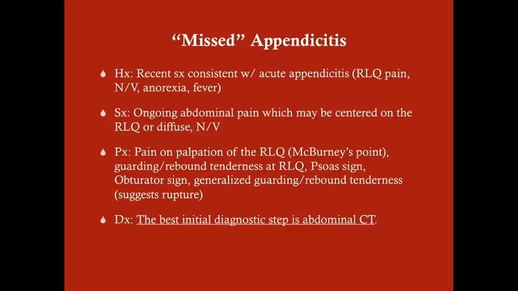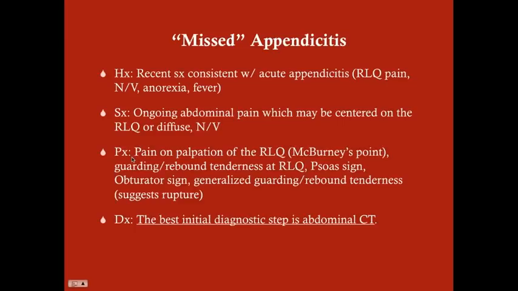And what are they going to come in with? Well, they're going to have ongoing abdominal pain that hasn't gone away. It can be centered on the right lower quadrant, or it can be diffuse, which would suggest a rupture. They'll usually have nausea and vomiting because of the pain. They may not have fever because a lot of these patients have been taking Tylenol or Advil or what have you, and that lowers your fever. So they may not have fever when they come in like this.